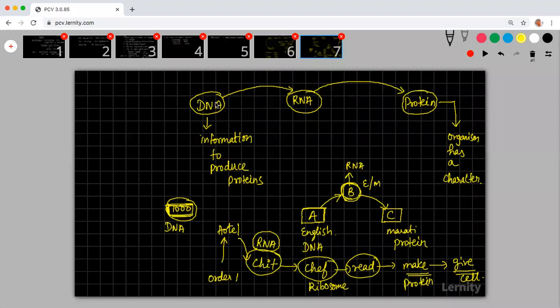So there is a process by which this DNA is converted into RNA. Basically, the hotelier reads the DNA and produces this chit, which is called the RNA, by a process called transcription.